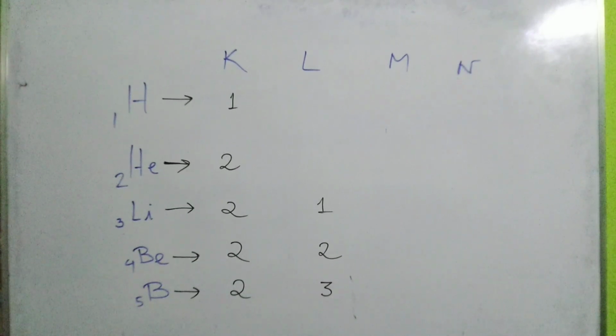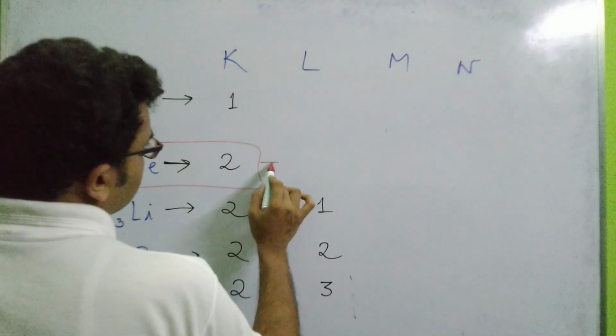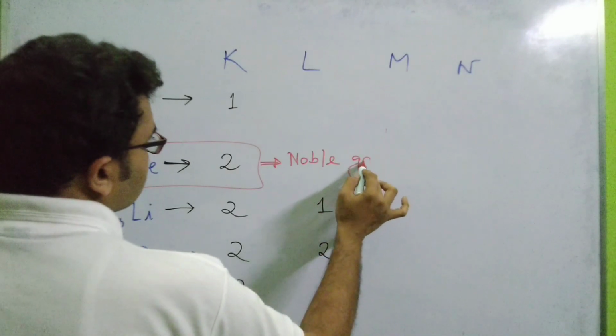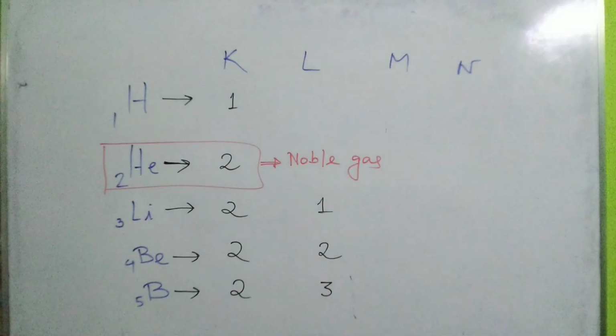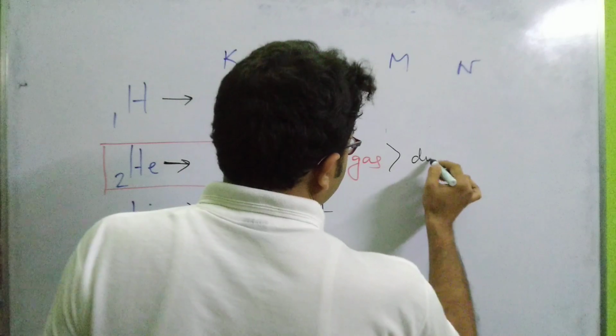Now something you must note here is that helium is a noble gas. I will be denoting the type of elements. I am marking the noble gas with red color for a special reason. A noble gas is a kind of non-metal you can consider. It has only 2 electrons in the outermost shell. This is called the duplet structure.